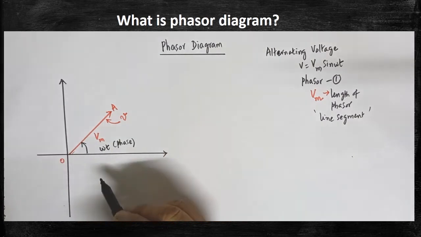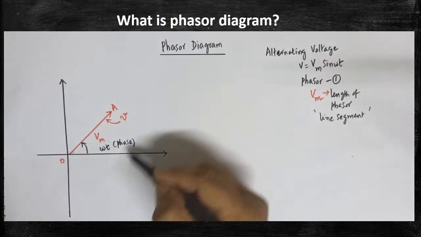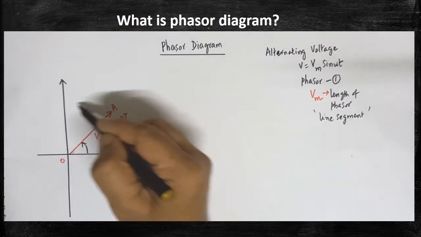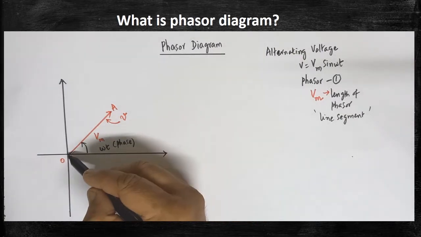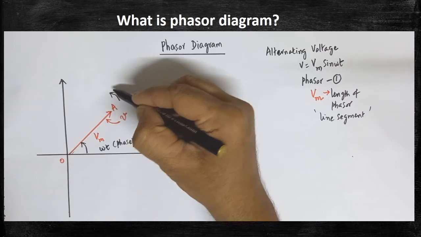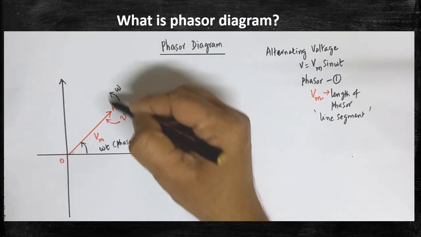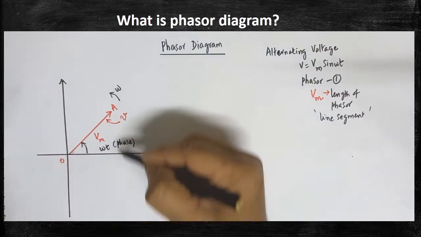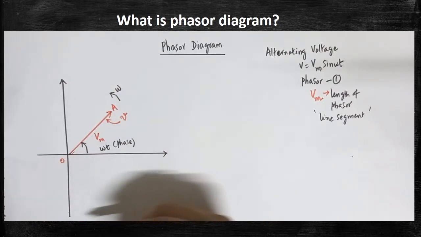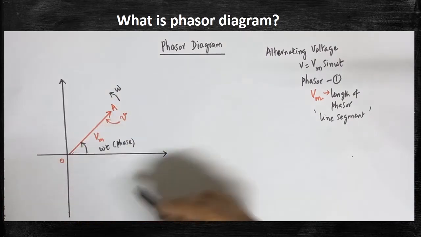This OA is able to rotate because it is a rotating vector. That rotating vector rotates about the origin. Therefore, omega is called angular velocity. What is omega? Omega is the angular velocity of OA, the rotating vector, that is, the phasor. It moves in the anti-clockwise direction.